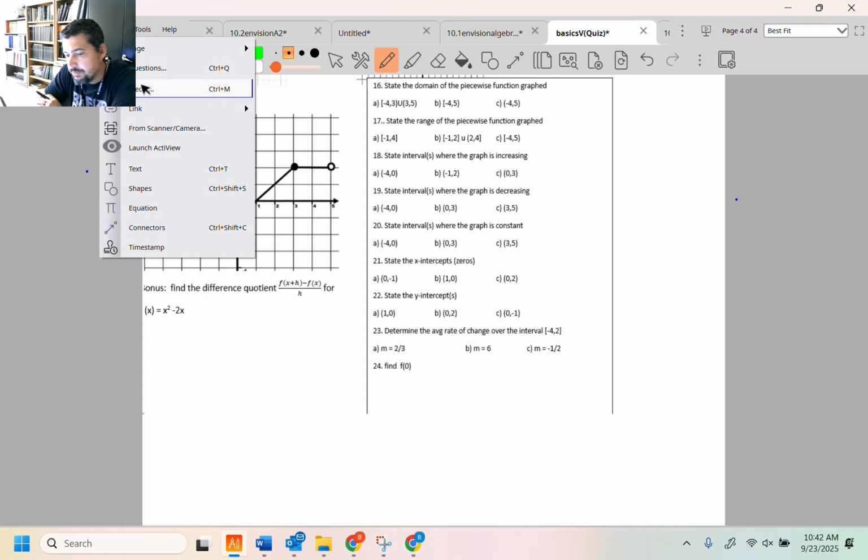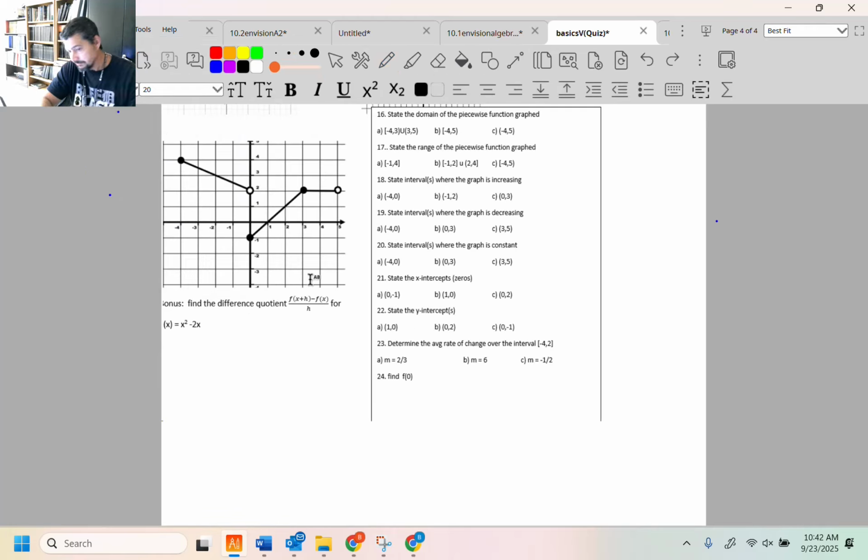So just like I did in a twin, I'm going to review this backwards. This is the last basics quiz you took. I'm not going to do the bonus. 24 says find f of 0. That means what is the value of y when x is equal to 0.